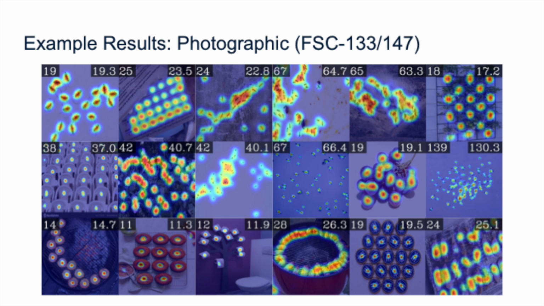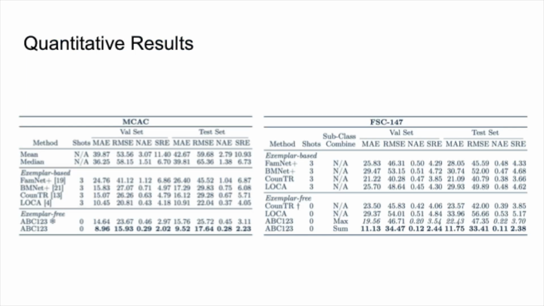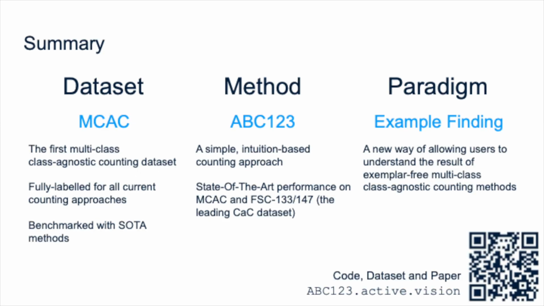ABC123 is cross-domain generalizable. Here you can see results of ABC123 trained on only the synthetic data of MCAC and then applied to the photographic images of FSC. ABC123 trained on MCAC achieves state-of-the-art results on both MCAC and FSC. Our paper, code, and dataset are available online.